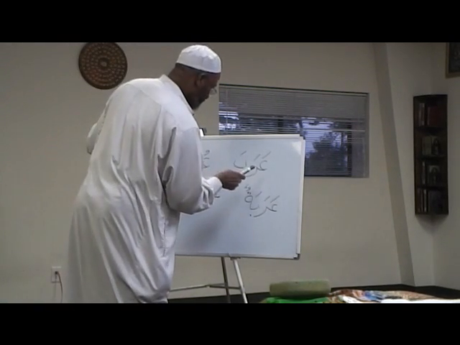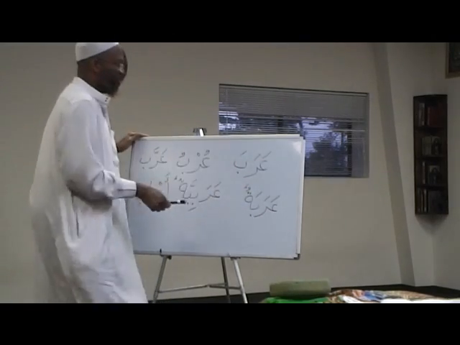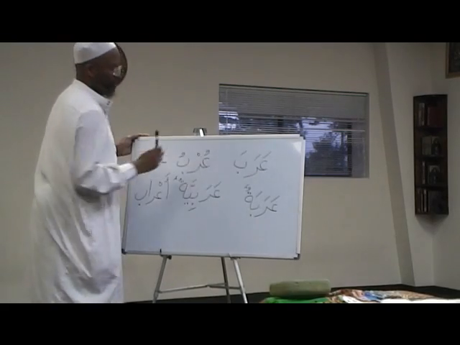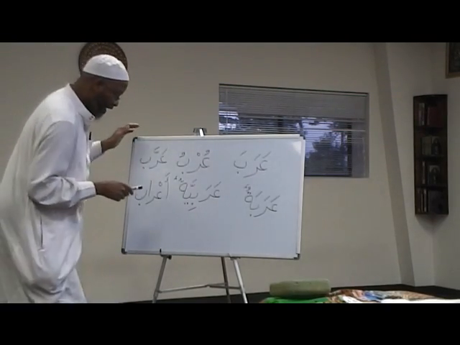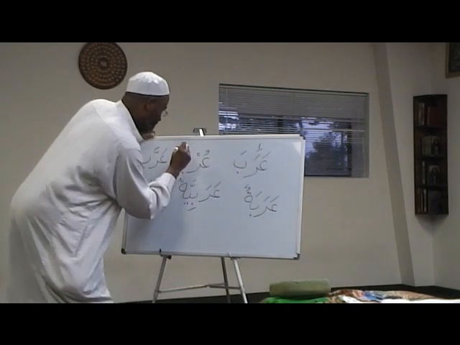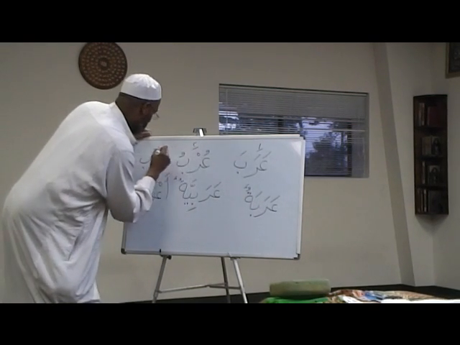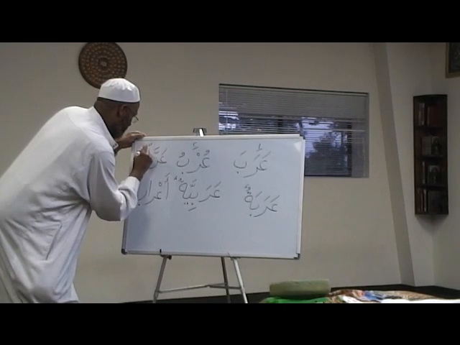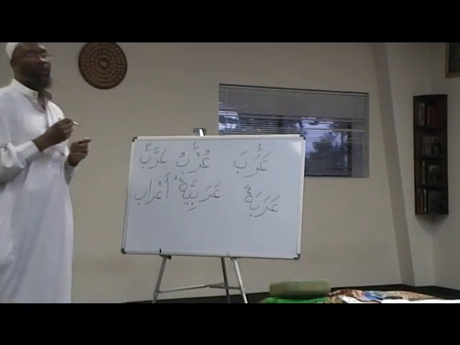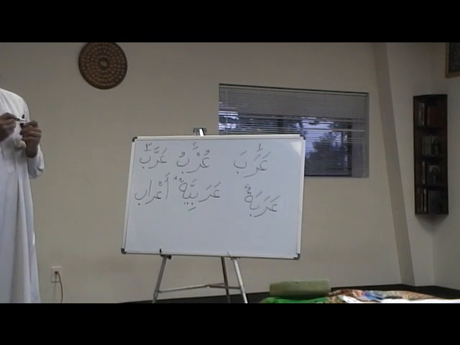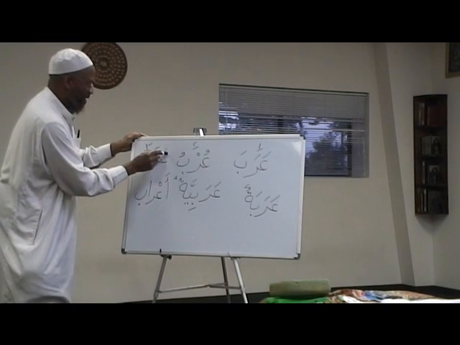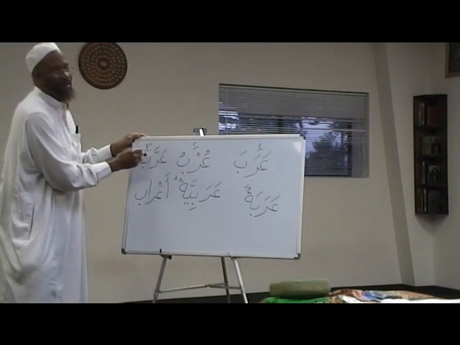The first one is Araba. Can you say Araba? Araba. Araba. Then you have the second word here. This is one. This is name. The second word, number two, is Urubu. Urubu. Urubu. Urubu. Then you have the third word, Araba.